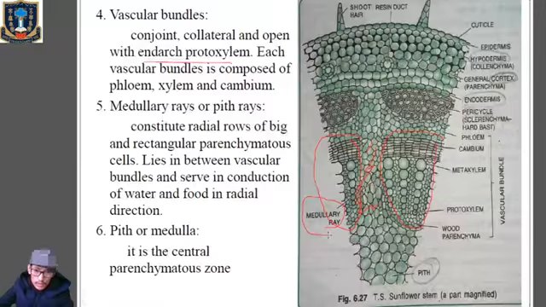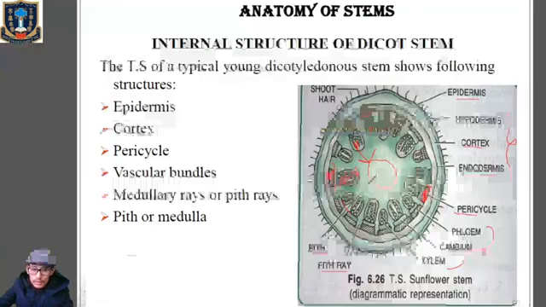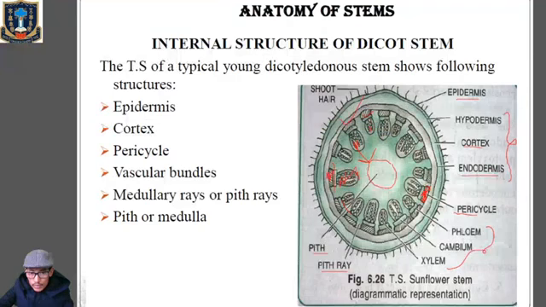So when we do the structure, suppose this is the first vascular bundle, this is the second vascular bundle. In between these two vascular bundles, we will see the presence of medullary ray or the pith ray. So here also in between the two vascular bundles, we will see the presence of medullary ray or the pith ray. Clear?